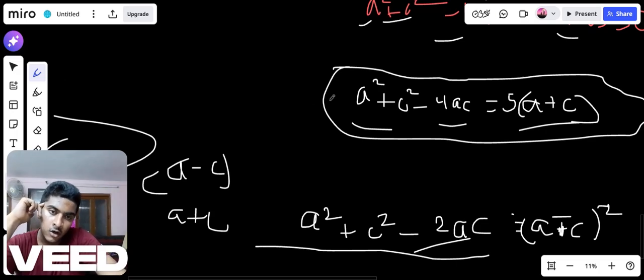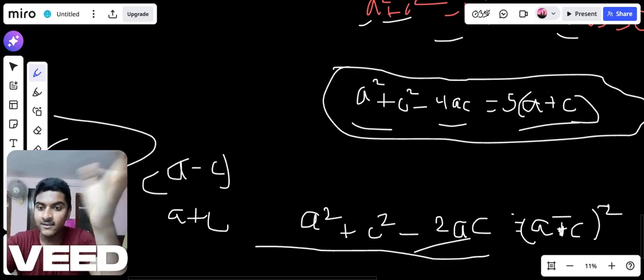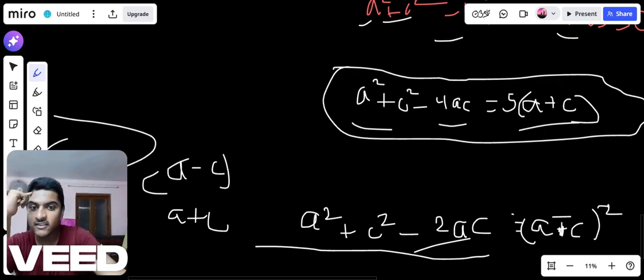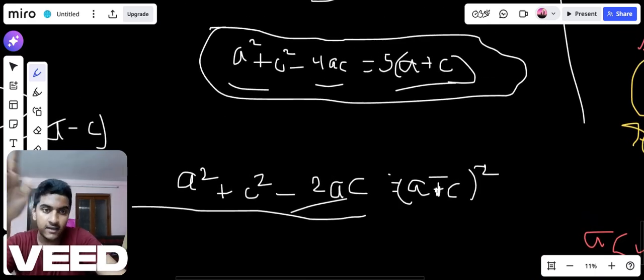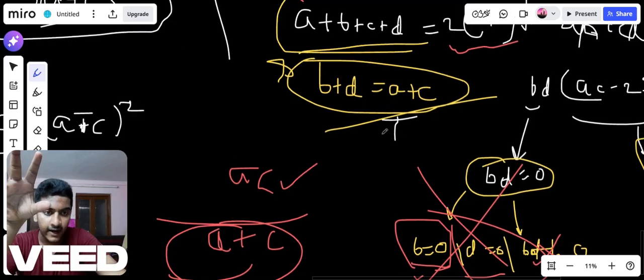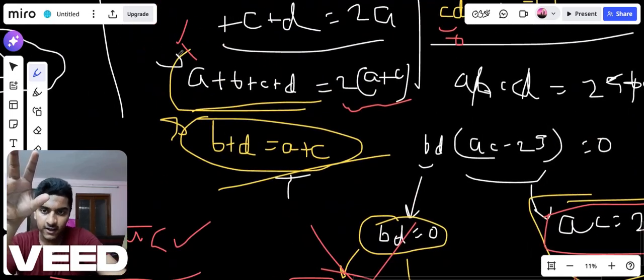So won't it be better to introduce that a plus c whole square here, so that maybe some a plus c comes out common? Can you visually imagine that thing? Instead of randomly doing a minus c whole square, won't it be better that if you get all the terms into a plus c, then of course we will directly get the value of our required expression.